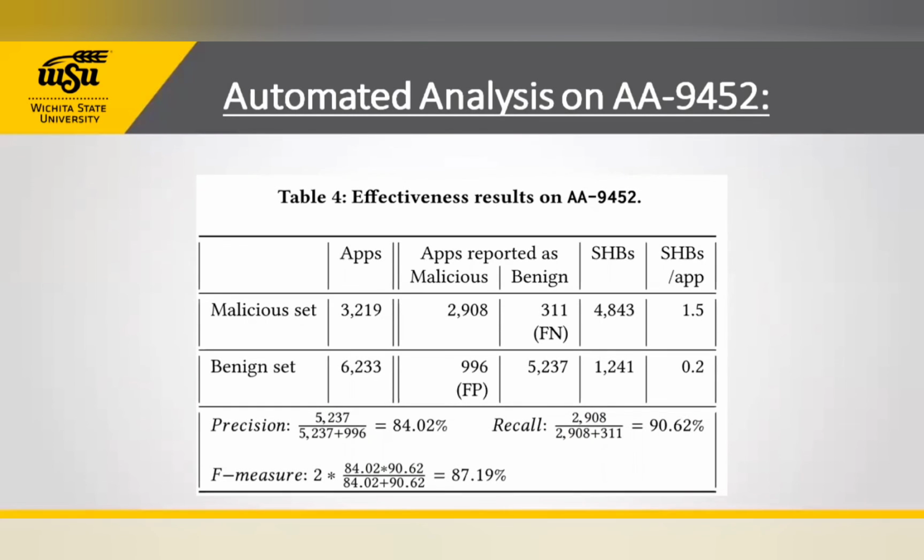These are false positives (FPs) from the benign set. Hence, the precision is 84.02%. While these 996 apps were not malicious, their use of SHB is questionable. Finally, the F-measure is 87.19%. The malware set exhibited 1.5 SHBs per sample on average, while the benign set exhibited only 0.2 SHBs per sample.